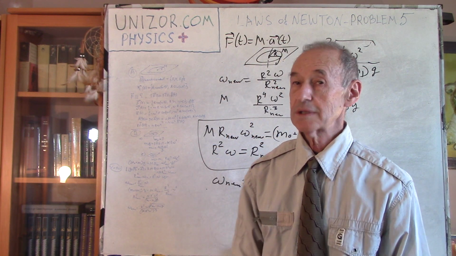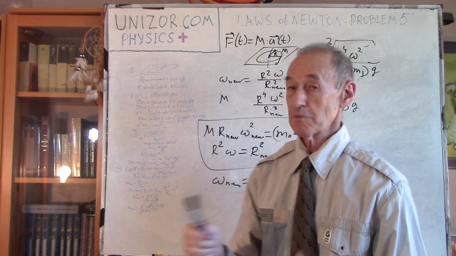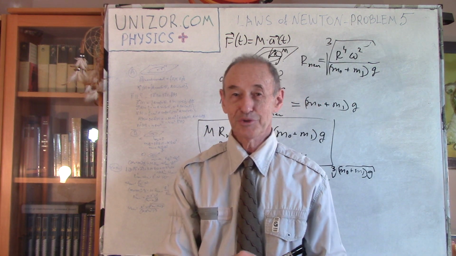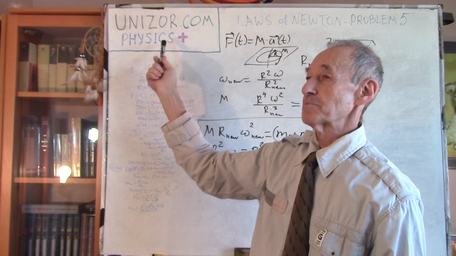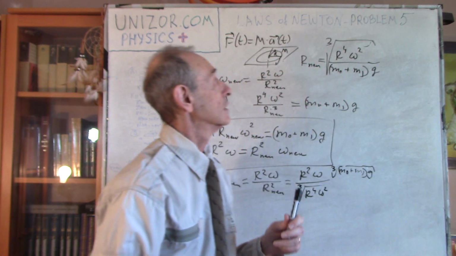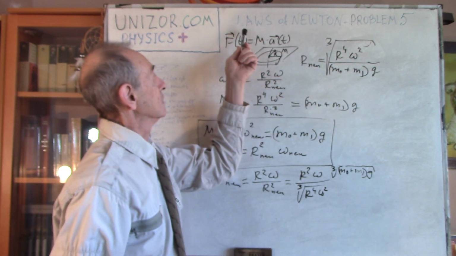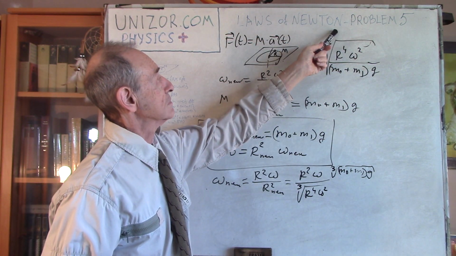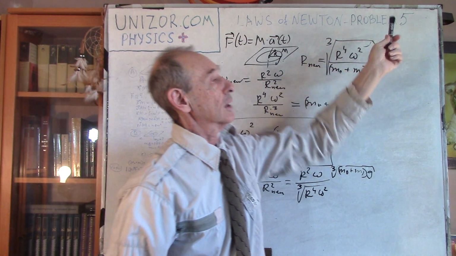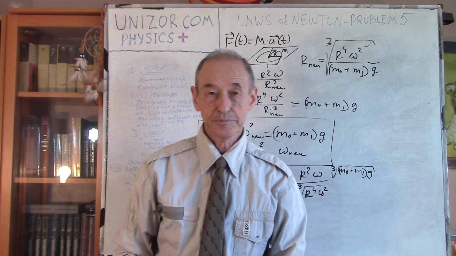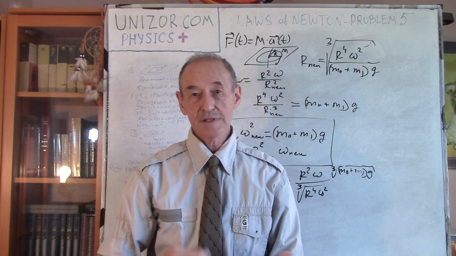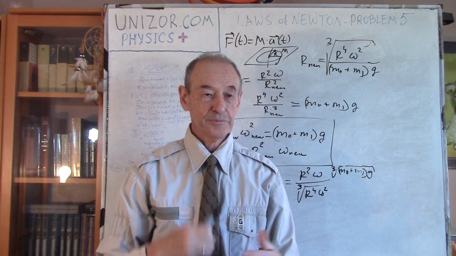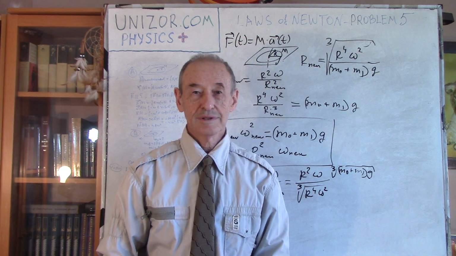And I do suggest you right now to read the notes for this lecture, and that's where you can check my calculations. So you go to unizor.com, you choose Physics Plus for All, and the part of this course is Laws of Newton, and in that part you can find problem 5. So read it, and it's very useful actually to exercise this type of approach in education.